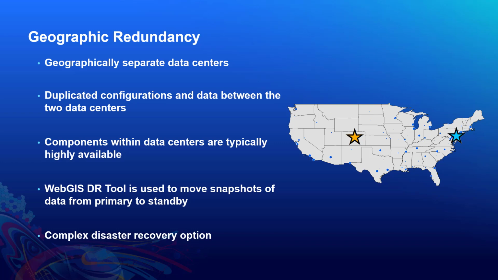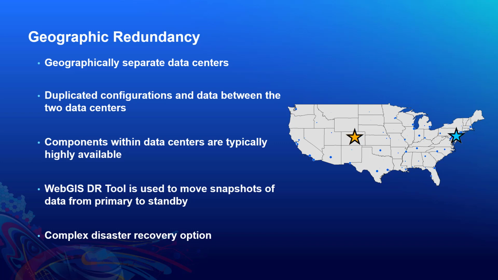Now, what this requires is that you have duplicated configurations and data between the two data centers. In most situations, components within data centers are also going to be highly available. So not only can you fail over components within a data center, you can also fail over whole data centers if necessary. Now there shouldn't be any loss of functionality, capabilities, or data. So again, making sure that each data center is a mirror of each other is going to be important. The WebGIS DR tool can be used to move snapshots of data between primary and standby.